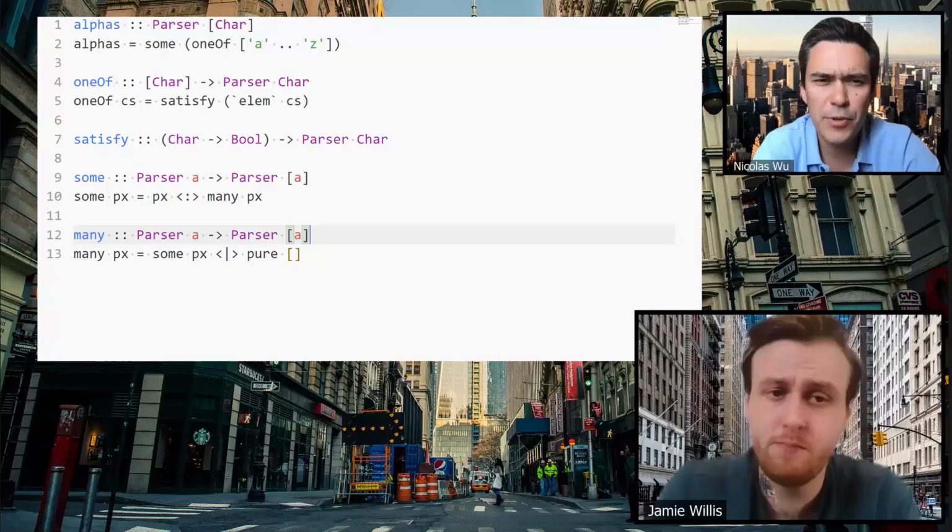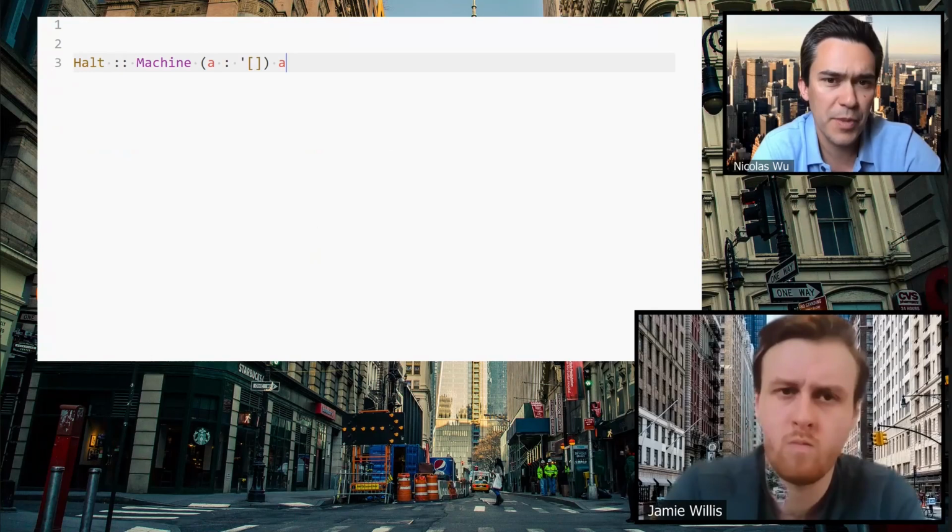Well, my stack represents what's already been computed, right? I guess in your world, that corresponds to combinators that have already been executed, and each combinator will push exactly one thing to the stack if it's successful. So what if we can propagate my type information into a type level stack? Here, let me show you what I mean. So halt basically produces a machine that expects an A on an empty stack and returns that A.